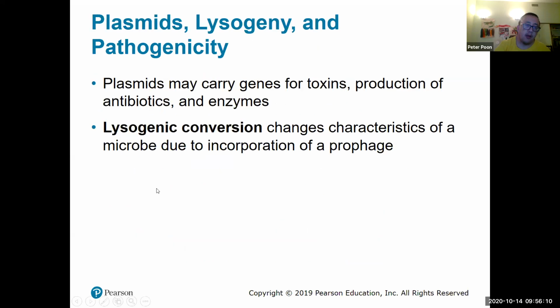So like I said earlier, the plasmids can carry genes for toxin production, and can also be carrying a prophage. And that's called lysogenic.